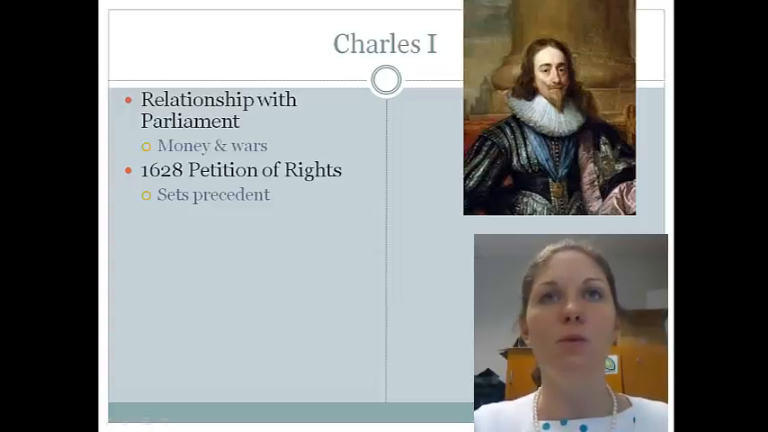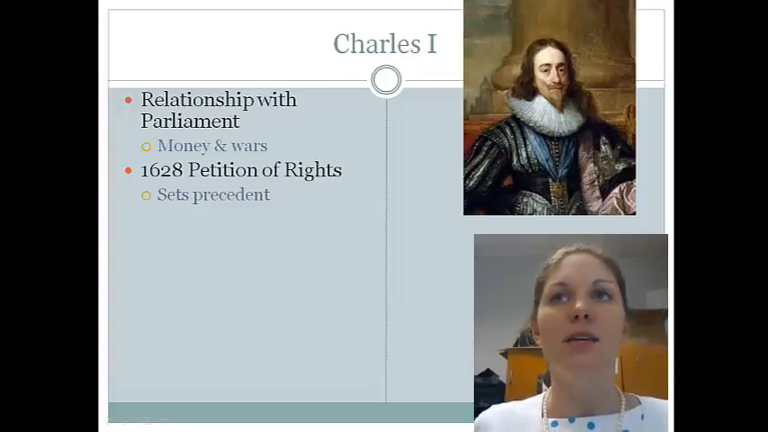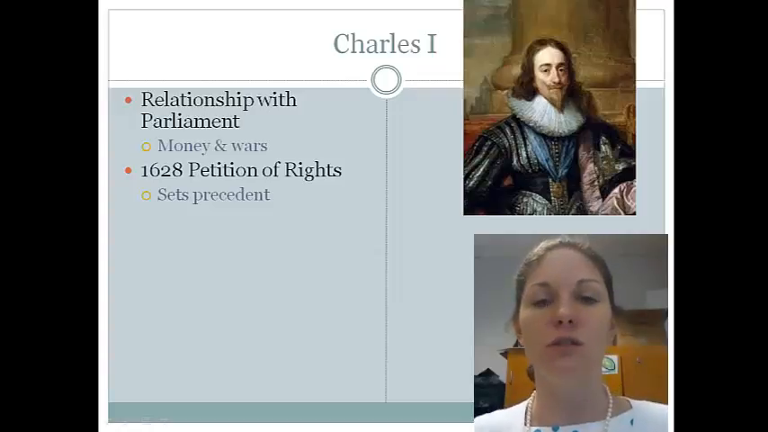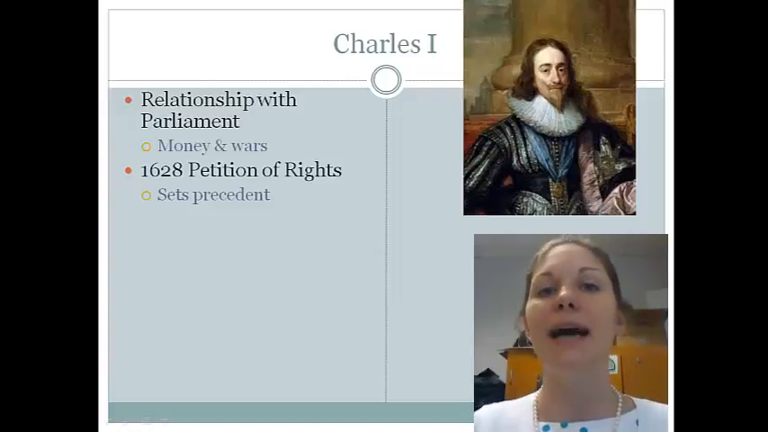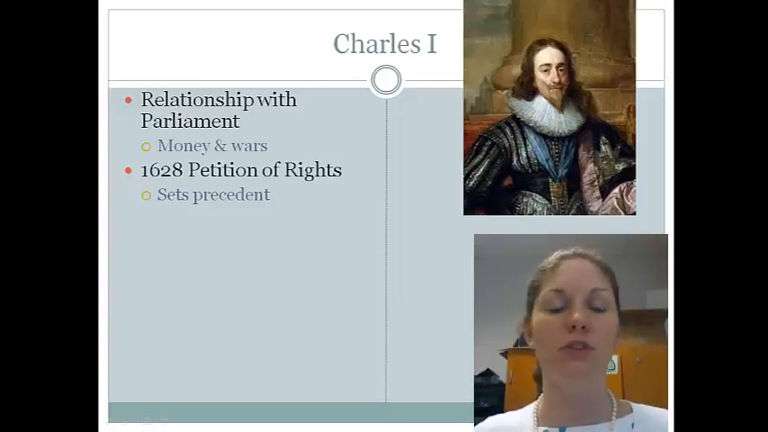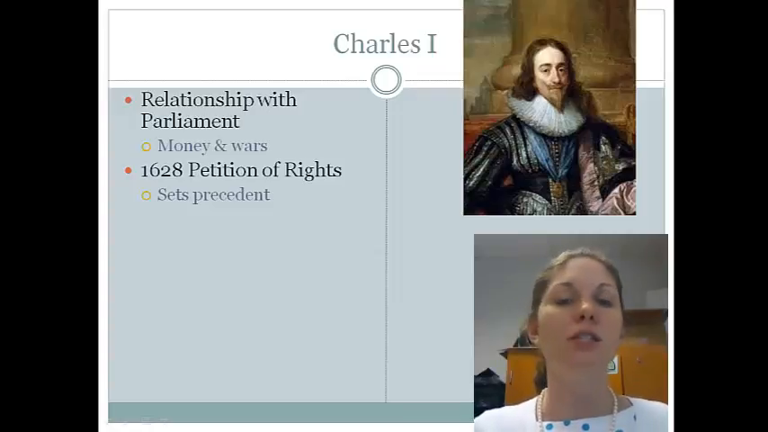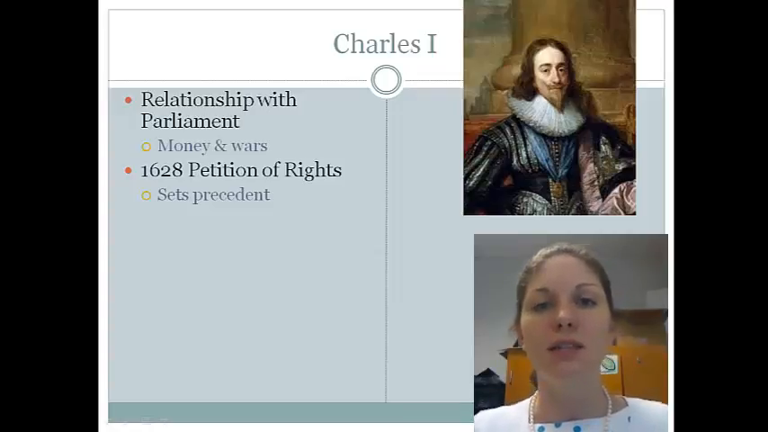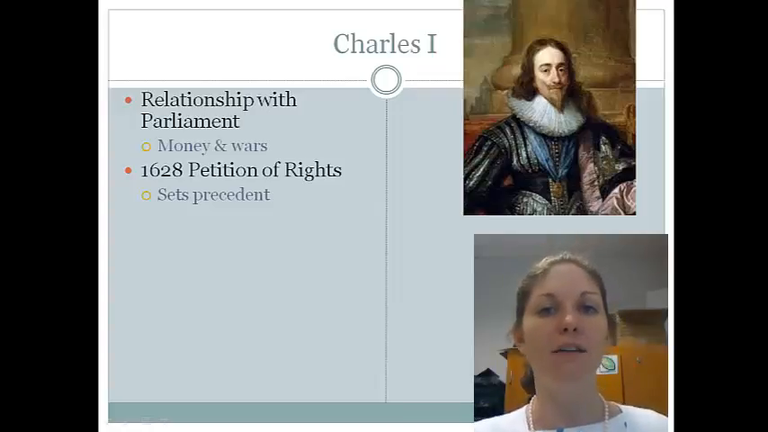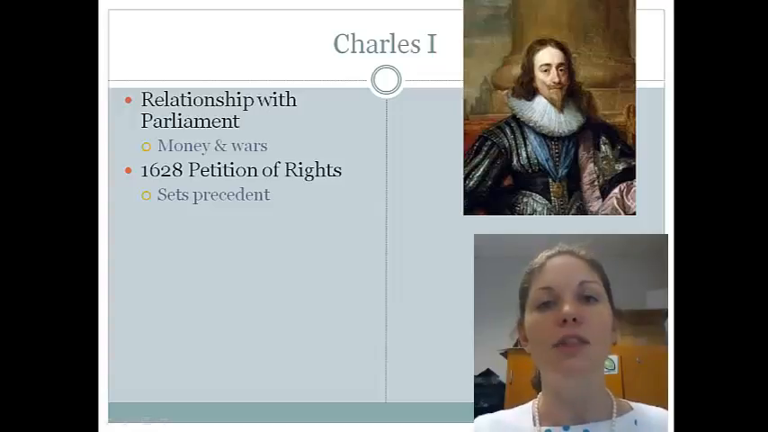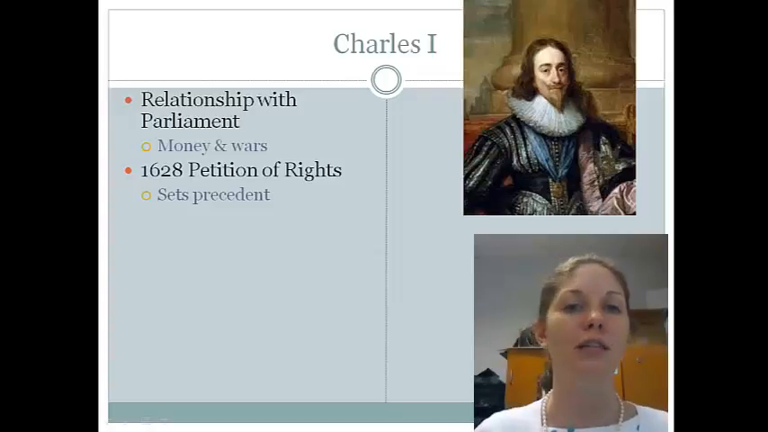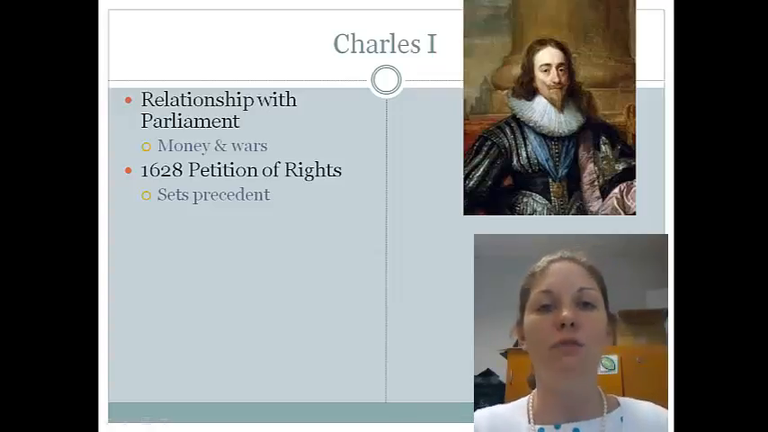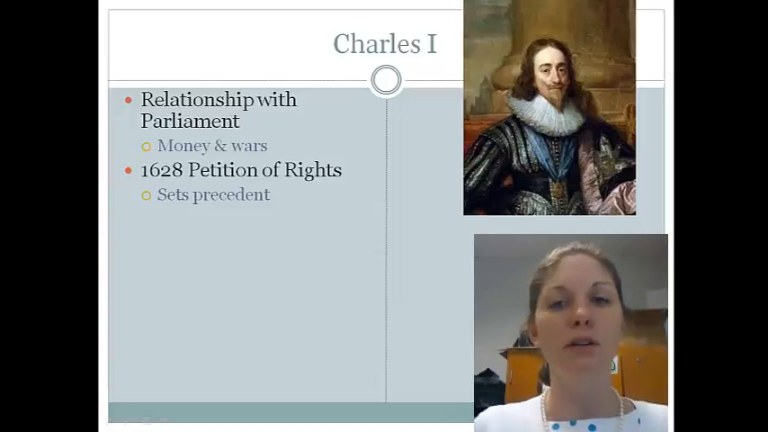A precedent is when you make a decision that is used to make future decisions. So it kind of is set as a guide for how to make decisions in the future in similar situations. So this happens in the United States all the time with Supreme Court cases. When judges in the Supreme Court make decisions on cases, they look at how previous cases have interpreted our Constitution and use those precedents, how the Supreme Court's ruled in the past, to make decisions on the current cases they're using. So that's what the Petition of Rights does here. It sets the precedent that Parliament can control the monarchy.